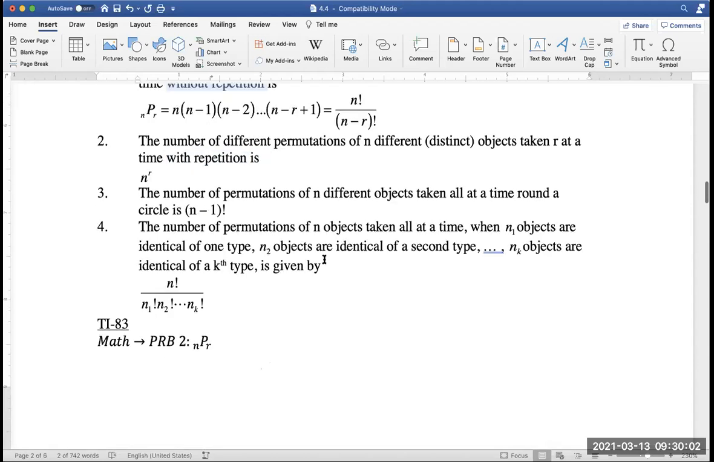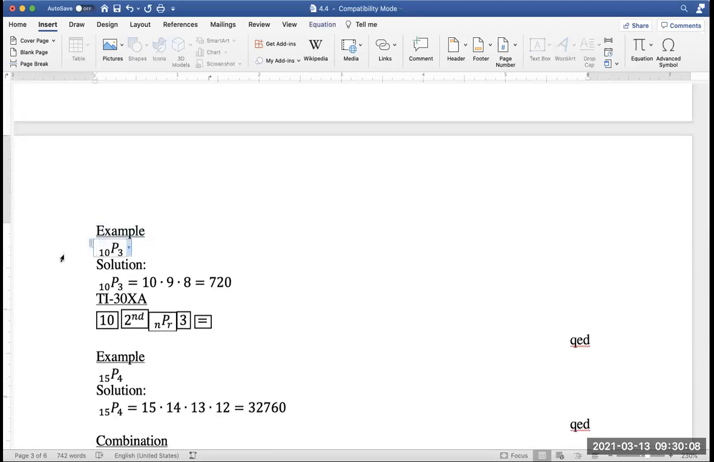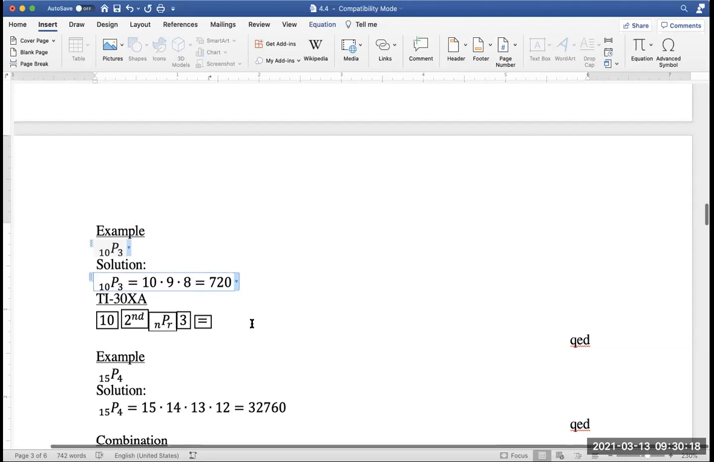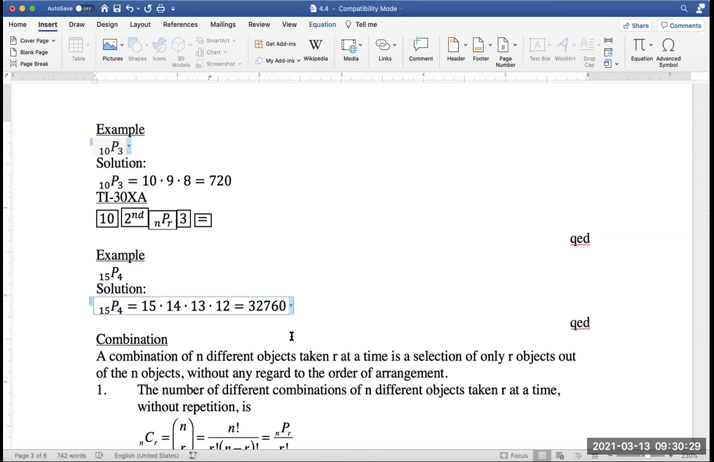Let's do 10P3, which I already said as an example. So 10 times 9 times 8, 720. 15P4: 15 times 14 times 13 times 12, which is 32,760.